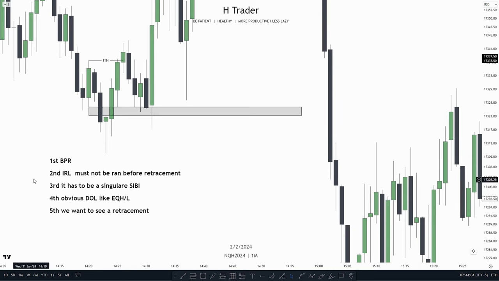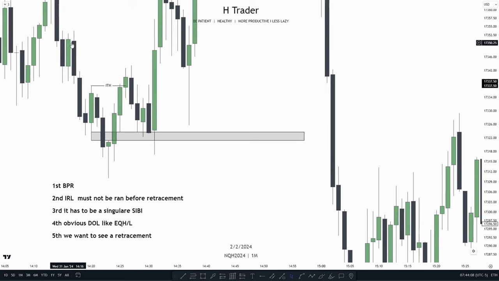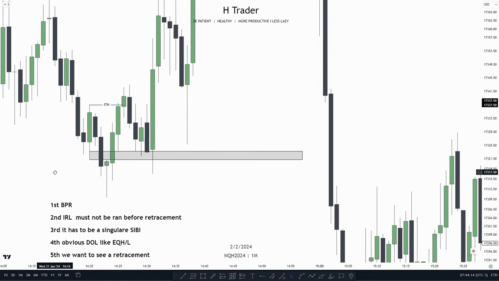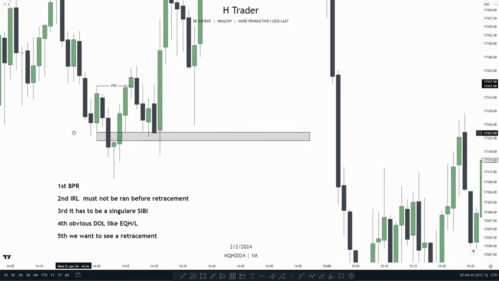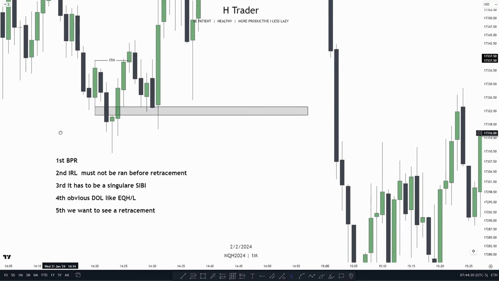So third one, it has to be a singular CB. So we want to see a singular CB like this one, and we don't want to see five different CBs and then just one busy overlapping all of them. So for this example, this is what it looks like.